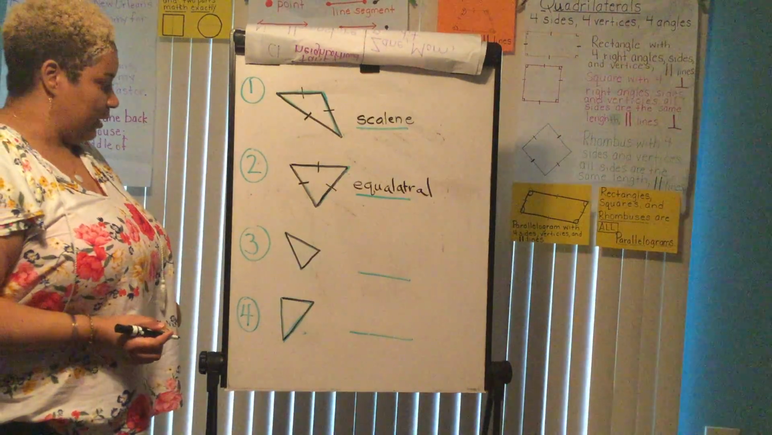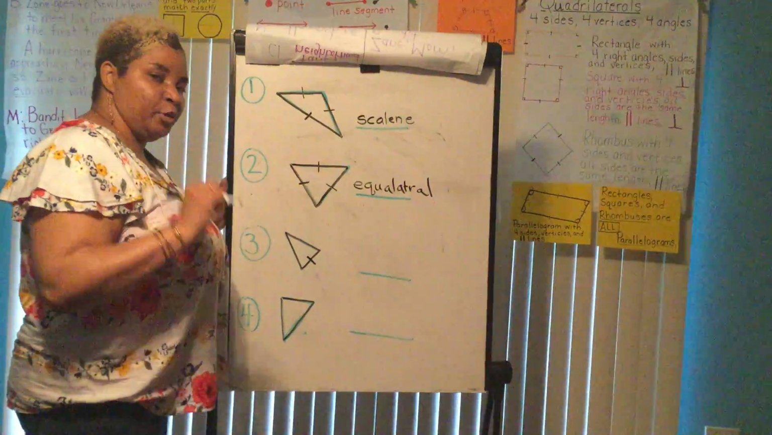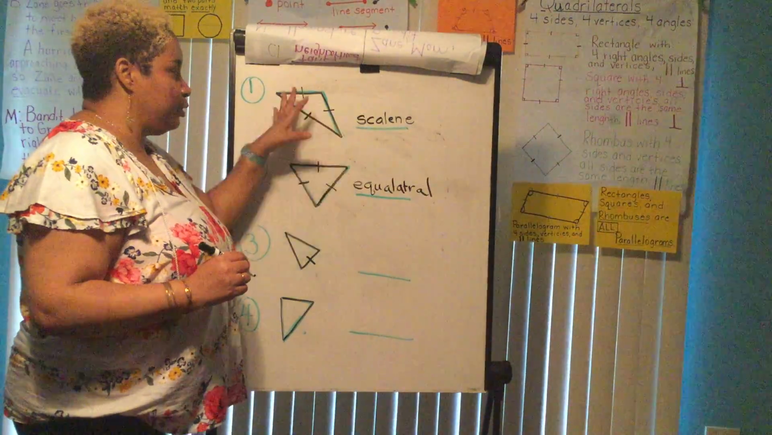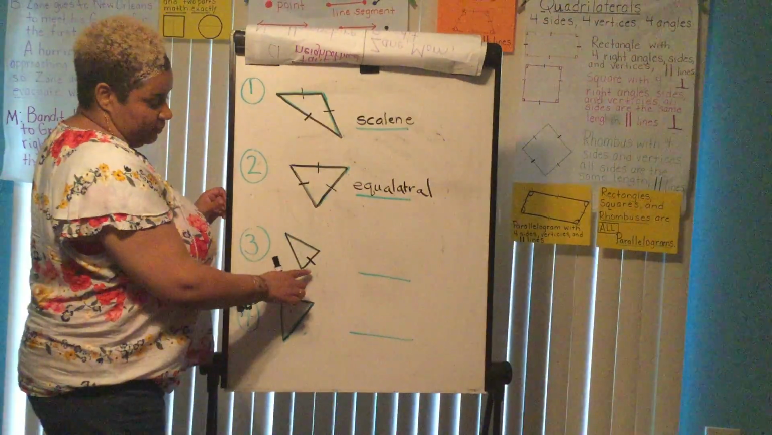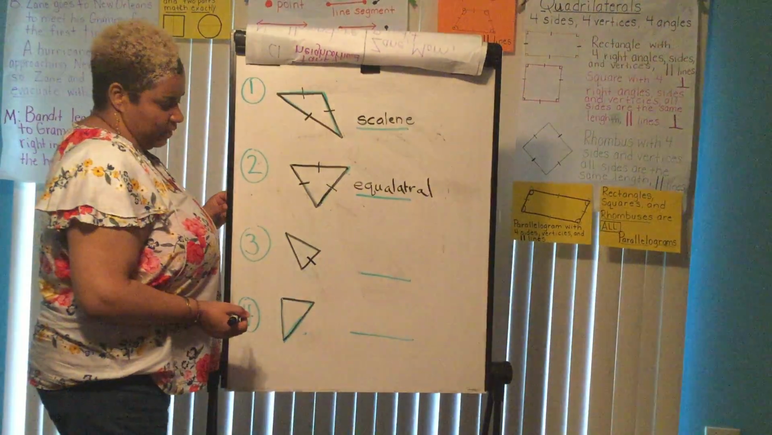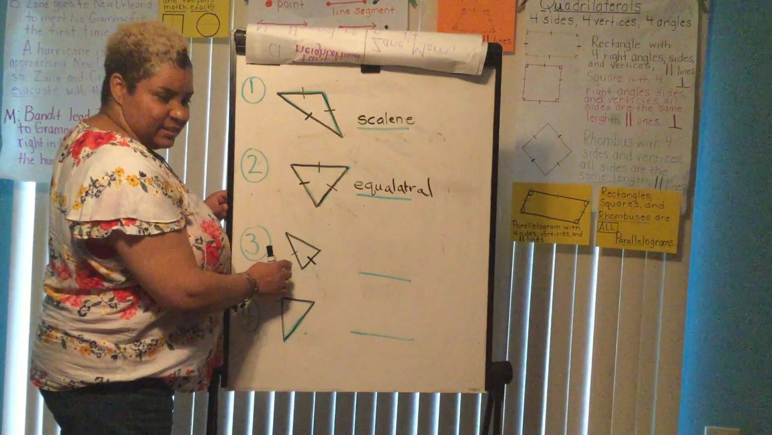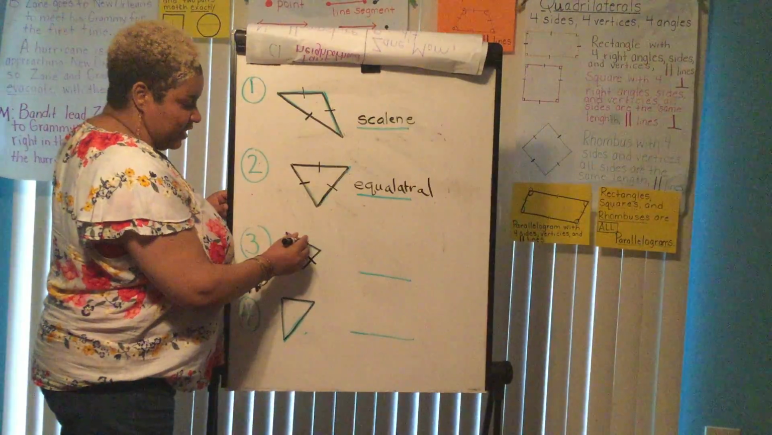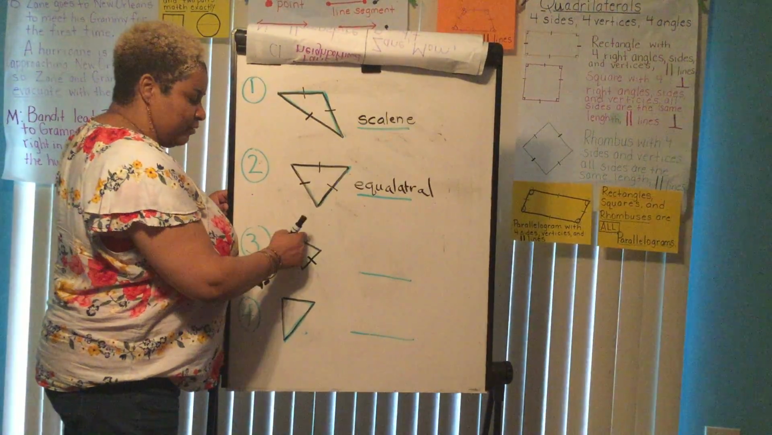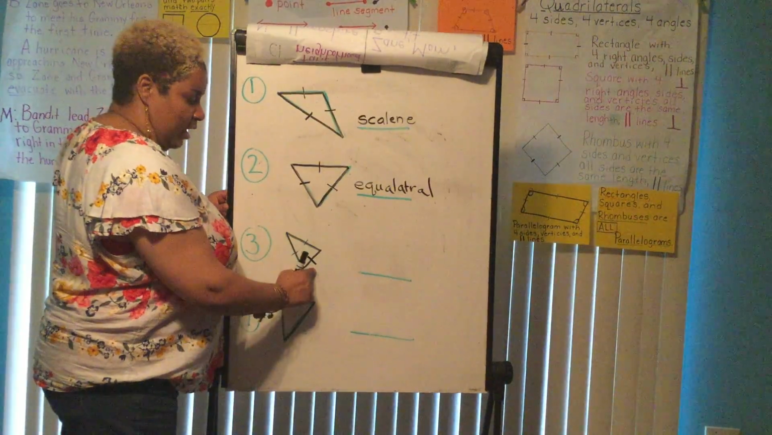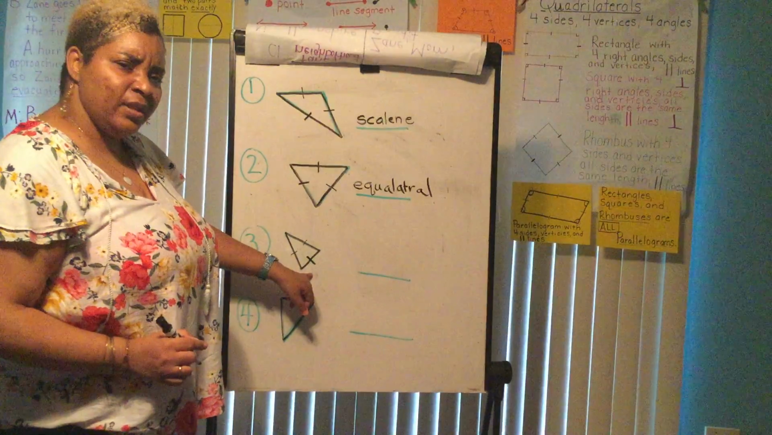Let's look at number 3. This side seems kind of short. Remember, you don't have to draw. We're just observing what I drew and writing down what we think it is. This side seems longer than that side. But this side seems to be the same as this one. So I have two sides that are the same and one side that is different.